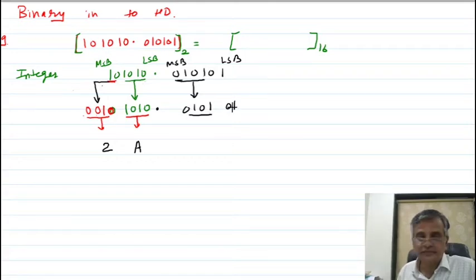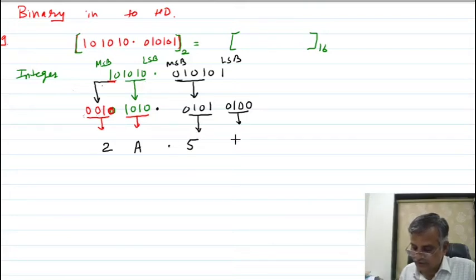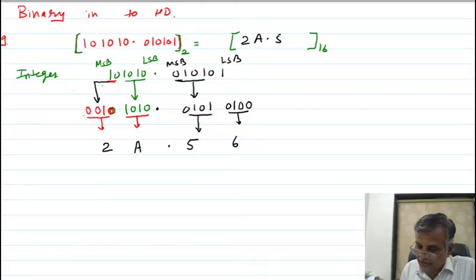Now 0 1. So then you cannot have a 4-bit. So what I did, I add the 0 on the right hand side in the last group. So you write the equivalent of this 4 bit. This is your 5, this is your 6. So your answer is nothing but 2A.56. Let us do the second numerical.